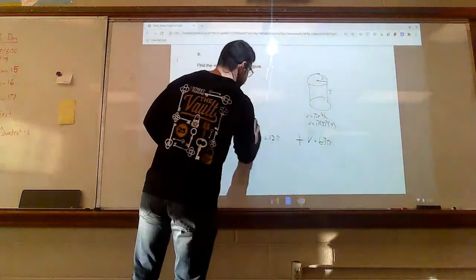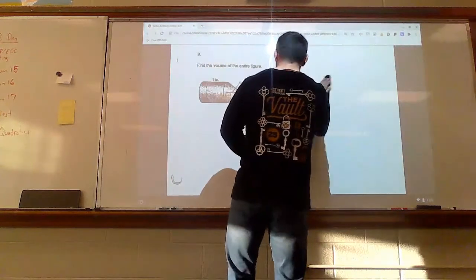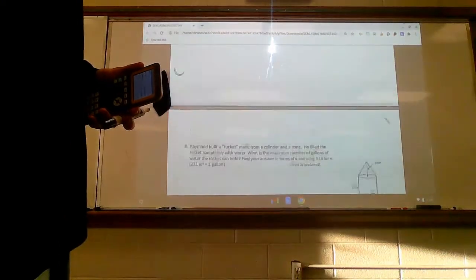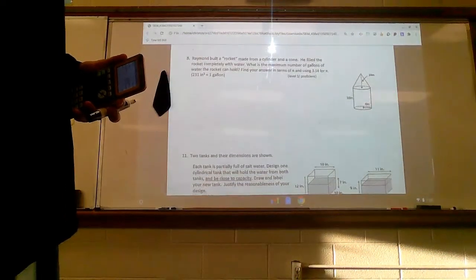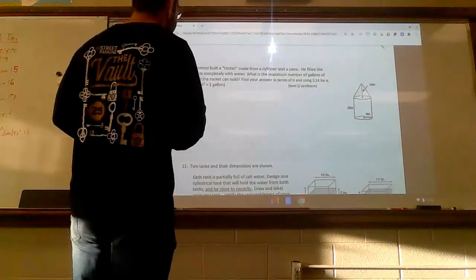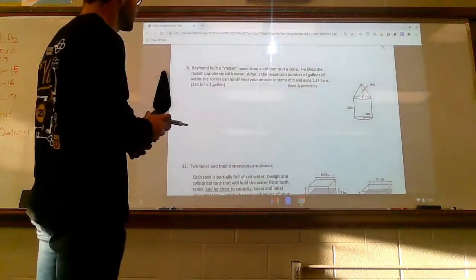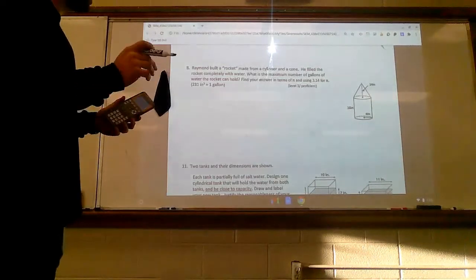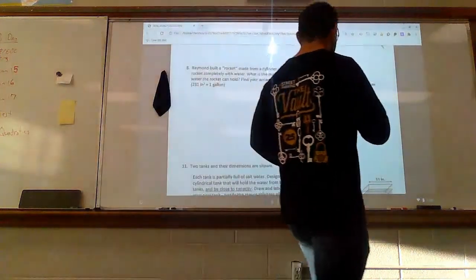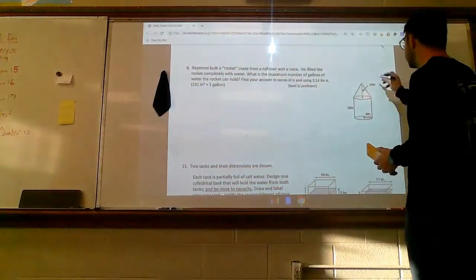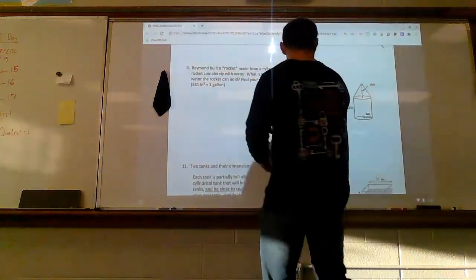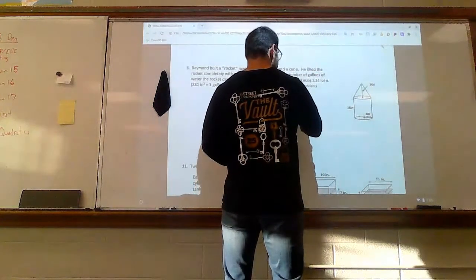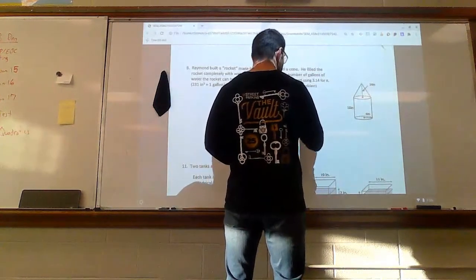Last two, I think. Moving on. Okay, tough question. Raymond built a rocket made from a cylinder and a cone. He filled the rocket completely with water. What is the maximum number of gallons of water the rocket can hold? Okay. So now we've got two shapes again. So we've got a cone that we're going to have to find, which we know the height is 14. We know the radius is 4.